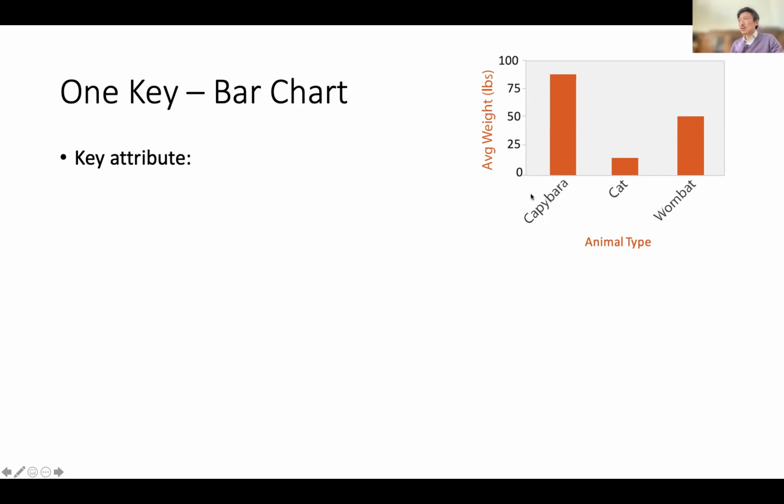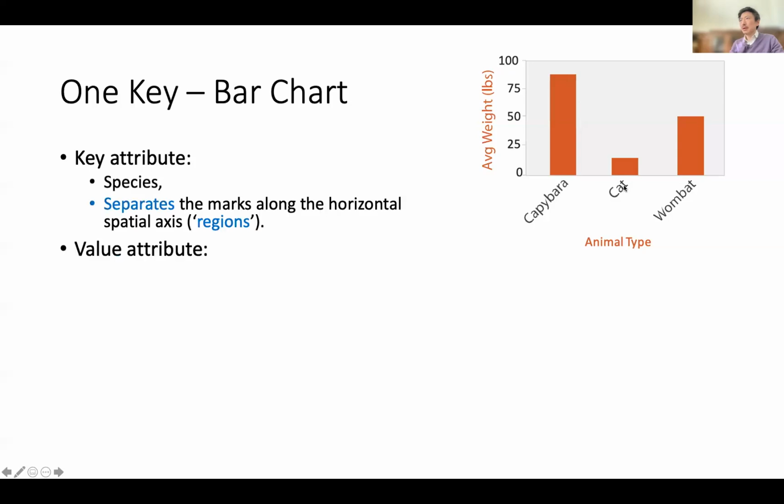In this simple bar chart, the x-axis shows the different types of animals, and the y-axis shows the average weight for each animal species. So here the x-axis is actually a key, because you can use these animal types or animal names to uniquely identify different types of animals. Then the y-axis is used to represent one attribute, usually some numbers, and that's very similar to the scatter plot.